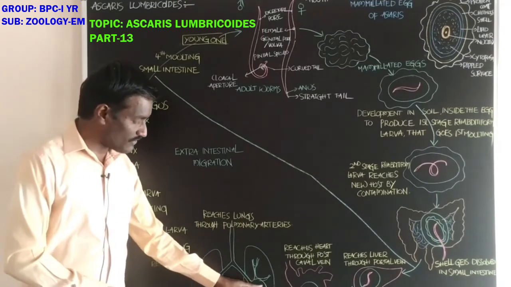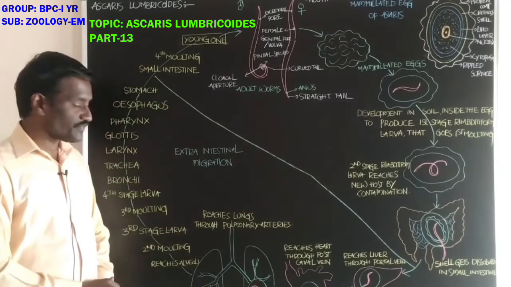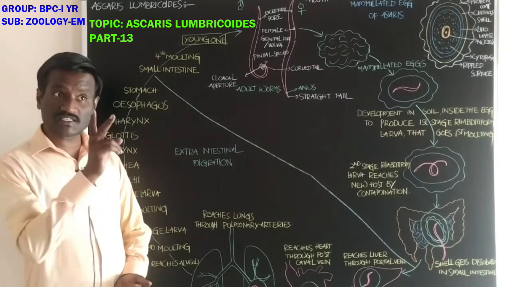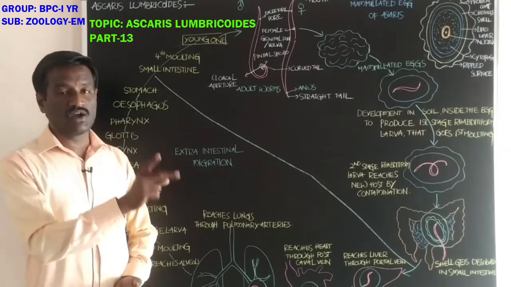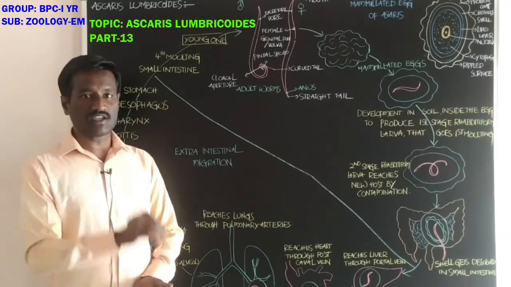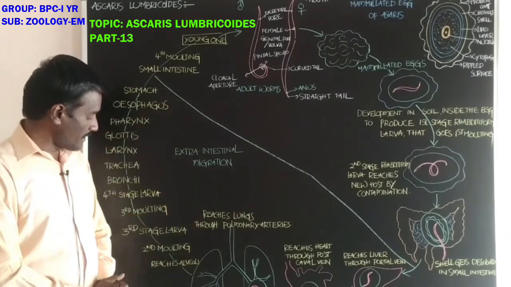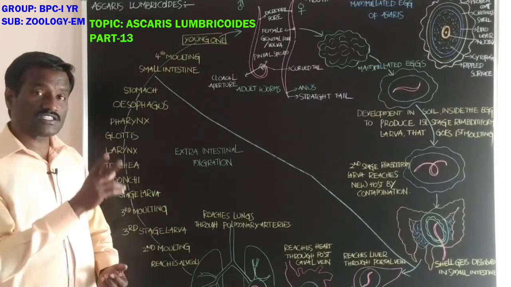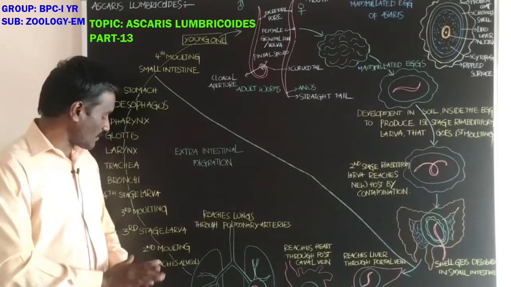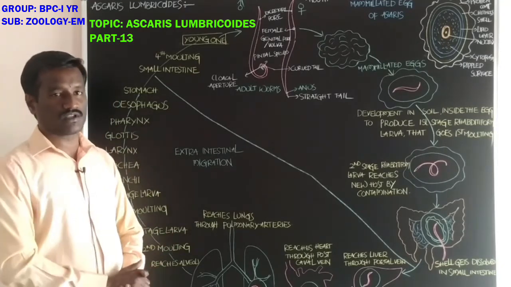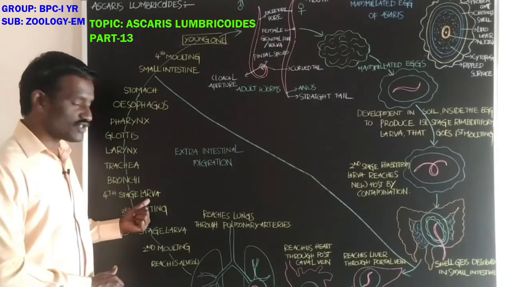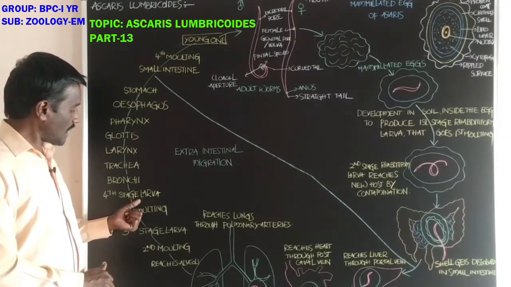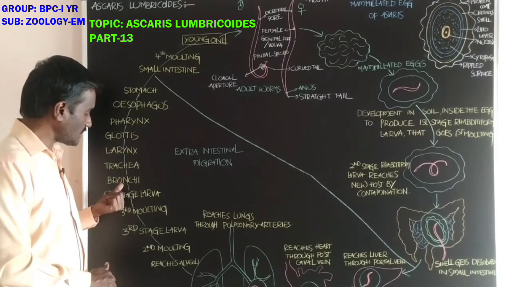In the alveoli of the lungs, the second stage rhabditiform larva goes to the second molting, and the third stage larva is produced. The third stage larva goes to the third molting and produces the fourth stage larva. The fourth stage larva in the lungs reaches the bronchi from the alveoli.